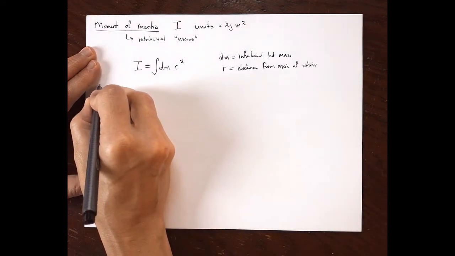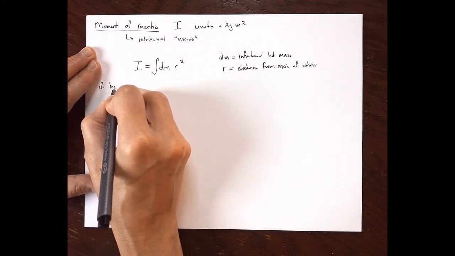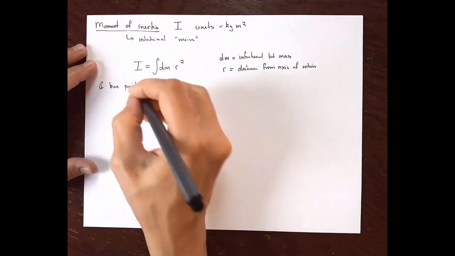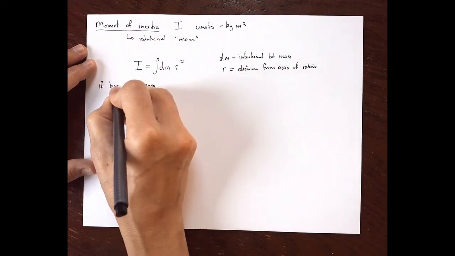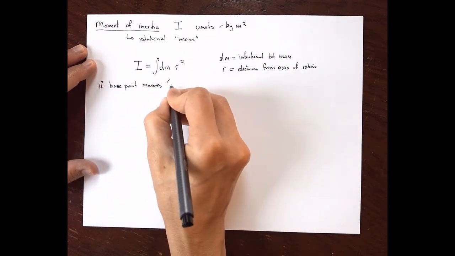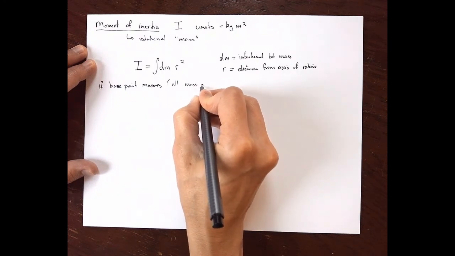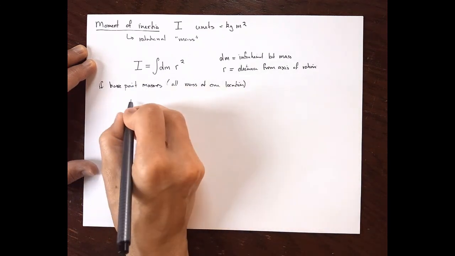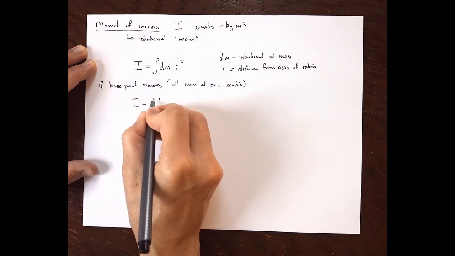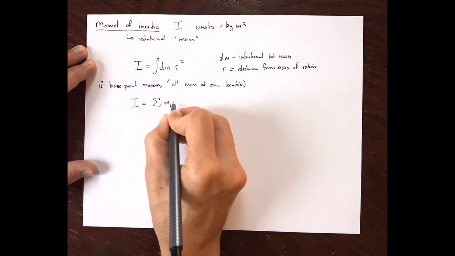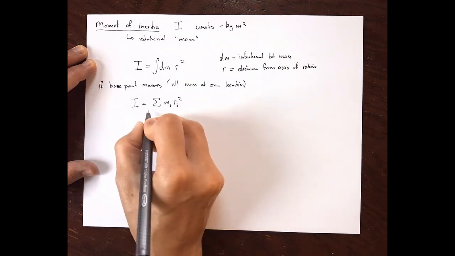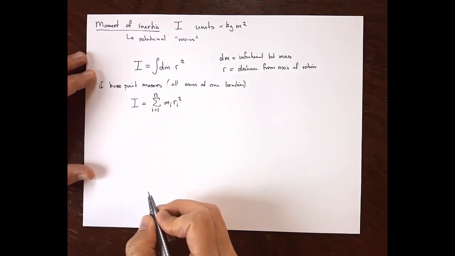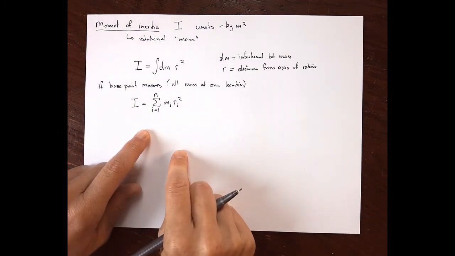If we're lucky enough to have mass in tiny little locations where you can say all the mass is at the same place, if we have point masses, all mass at one location, then we don't have to do an integral. Then we can do this. We can just do a sum of each mass multiplied by the square of its distance from the axis of rotation, from the first mass to the nth mass, however many masses we've got in our system. So for example, say we've got a little dumbbell.